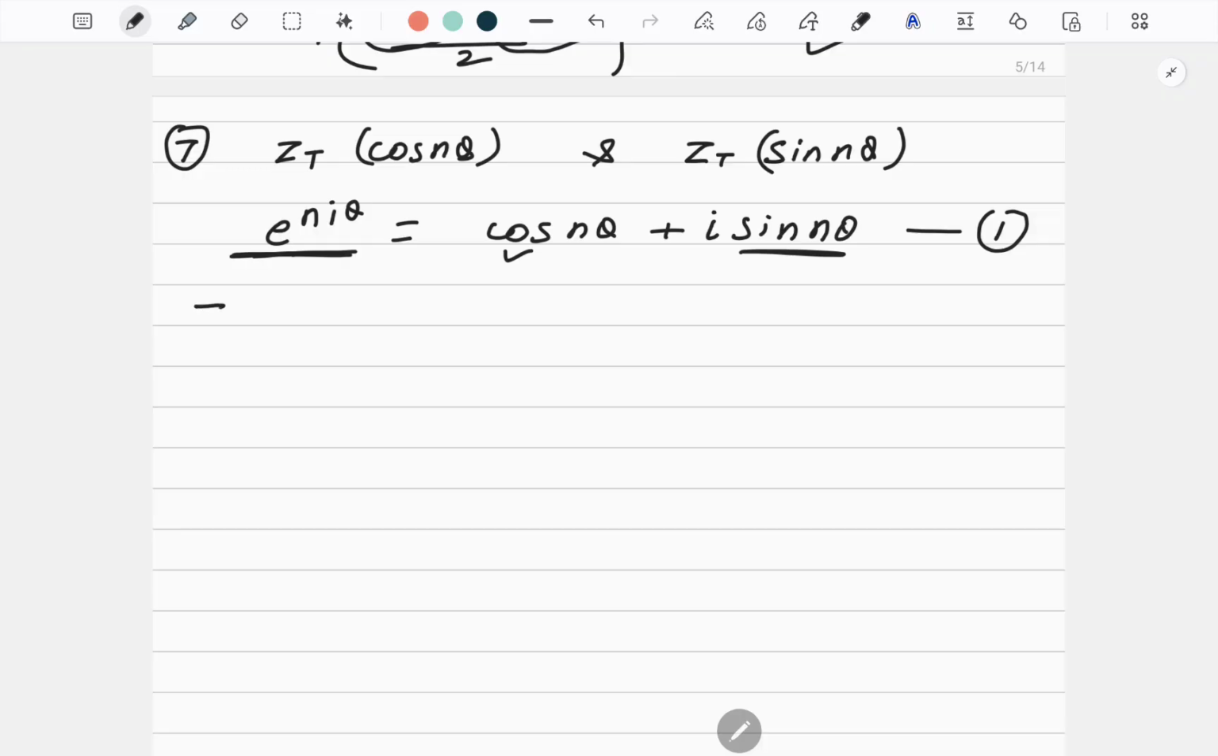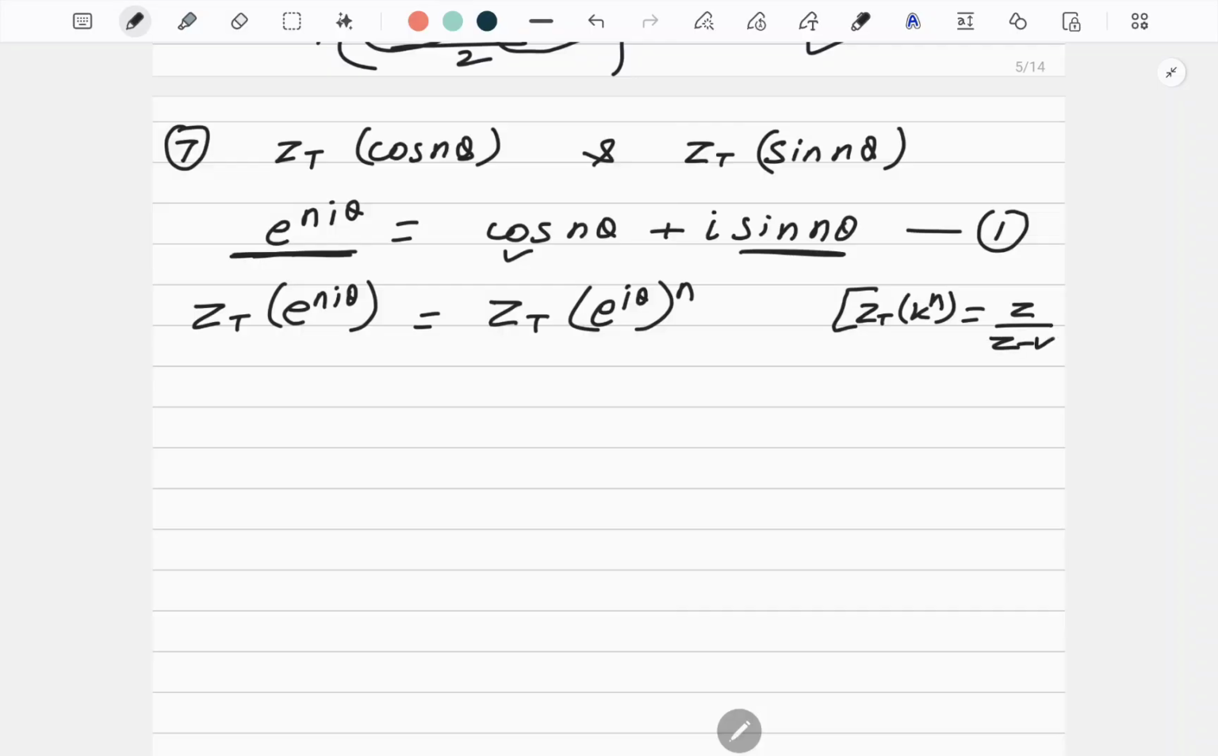So now let us start with z transform of e to the power i n theta. Okay. So now how I can write this? This can be written as z transform of e to the power i theta and outside n. Now again, as I used earlier, z transform of k to the power n. I told you this is a very powerful formula. z upon z minus k. And in this case, k value is e to the power i theta. Now let us apply it. So this becomes z upon z minus e to the power i theta.